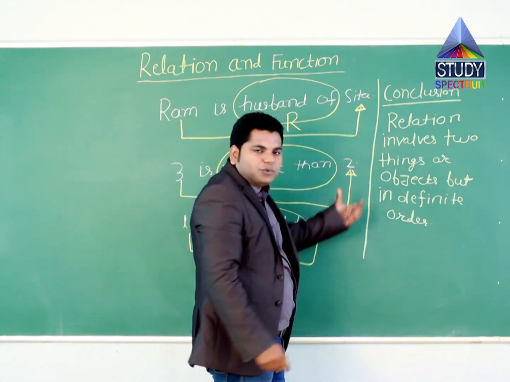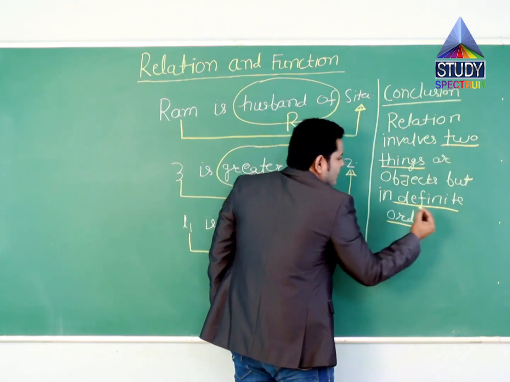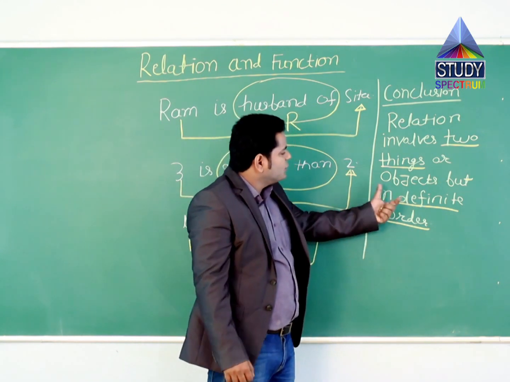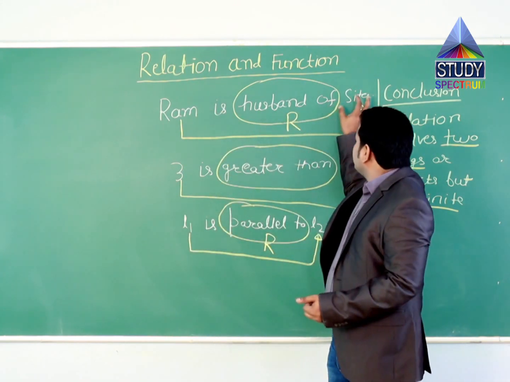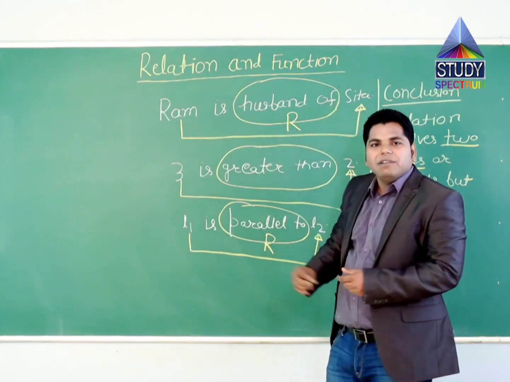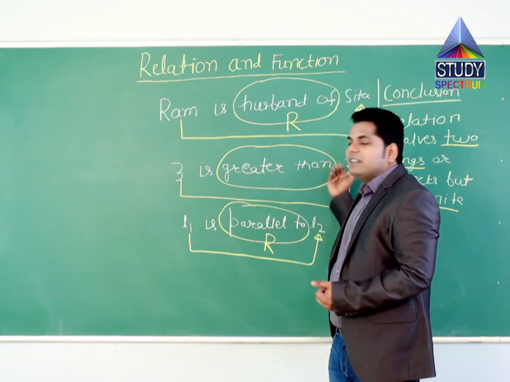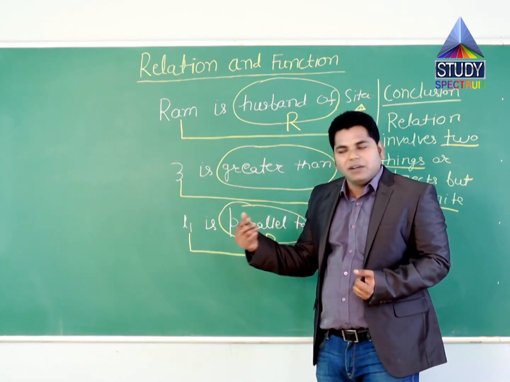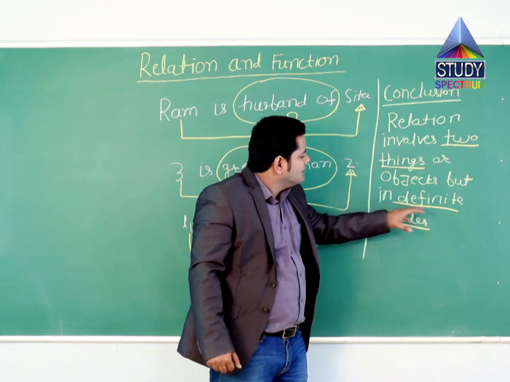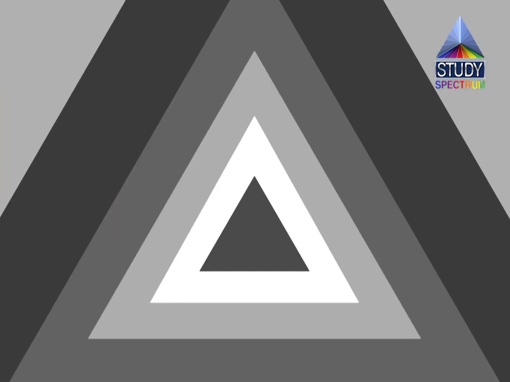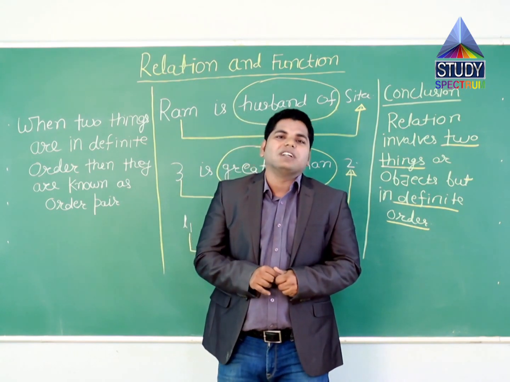So here two terms are important: two things and definite order. We have just discussed why two things should be related in definite order, because if we change the order, if we take Sita ahead and Ram at the end, we'll get a different relation. If you take 2 here and 3 here, then 2 is less than 3. We'll get a different relation. So a relation involves two things but in a certain or definite order. When two things are in definite order, then they are known as an ordered pair.